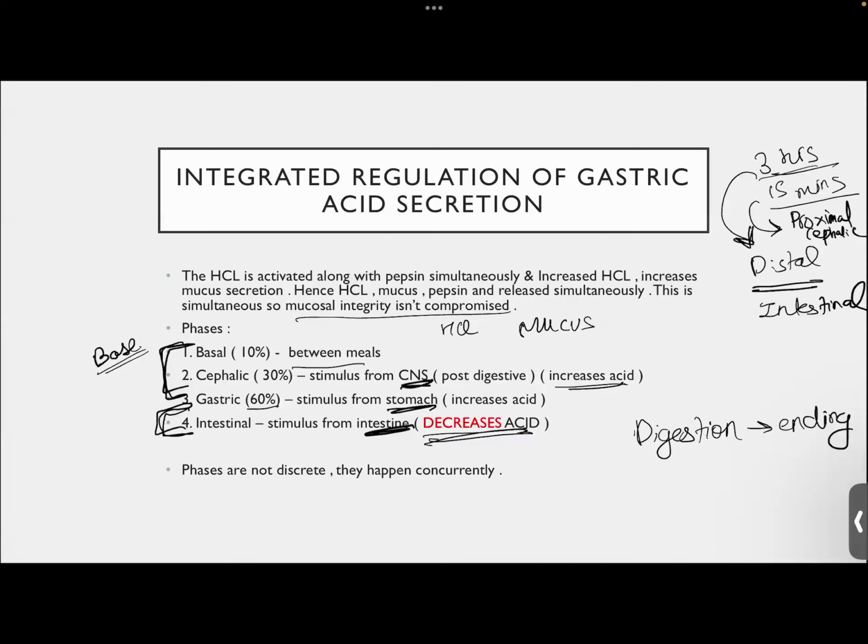So basal secretion between meals. Why do we have basal secretion? What's the reason? And the reason is due to the vagal tone. The vagal tone is due to the vagus. The vagus is the 10th cranial nerve, obviously. So the vagus is the most famous and most well-known parasympathetic nerve in the whole body.